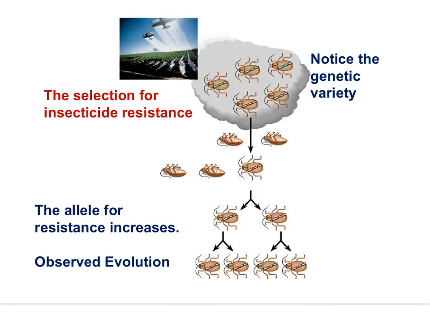Similarly, when farmers spray insecticides on farm fields, as you can see in the photo, they spray onto a genetically varied population. Some individuals will survive the insecticide and then reproduce at rates higher than others. Over time, the frequency of insects resistant to the insecticide increases.